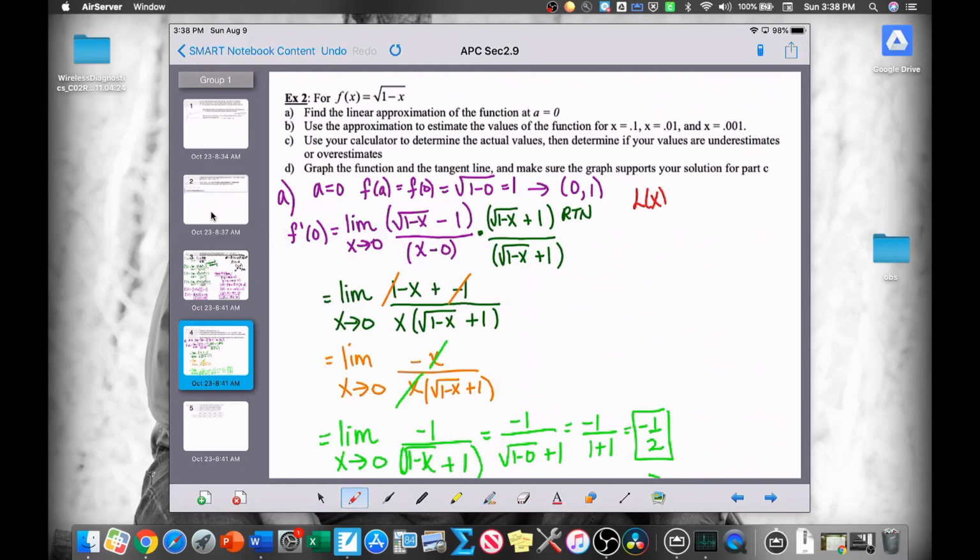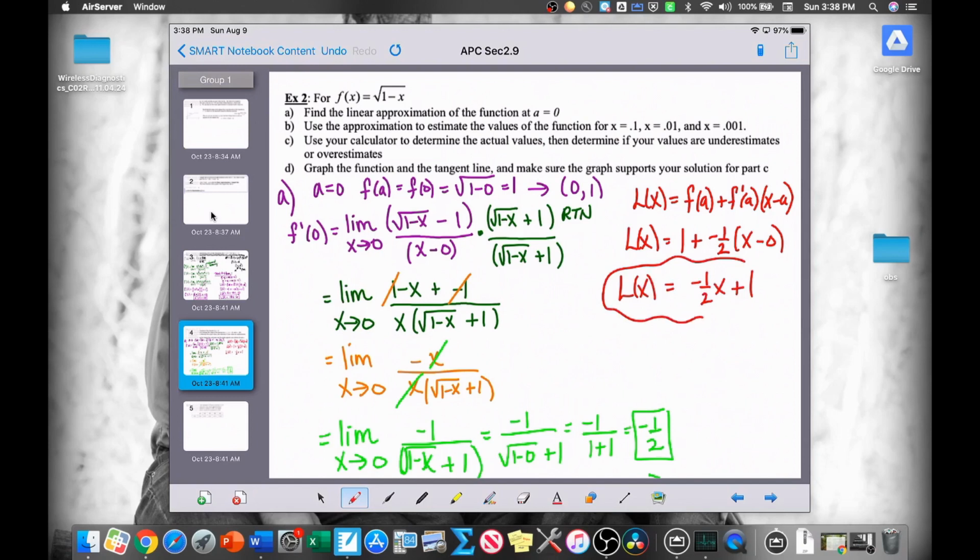So again, here's my equation for the linear approximation. It's L of x is equal to f of a plus f prime of a times x minus a. So for this particular function, my f of a is 1, my f prime of a is negative 1/2, and my a value is 0. And when I simplify this, I get L of x is equal to negative 1/2 x plus 1. So here is the answer to part A. My linear approximation is the line negative 1/2 x plus 1.